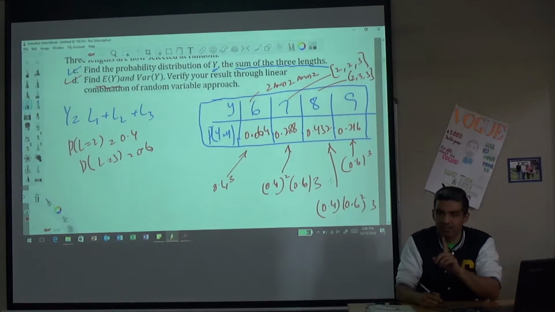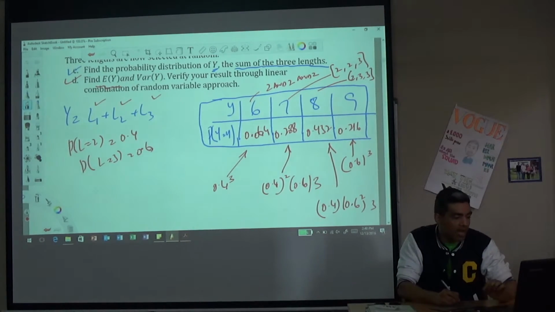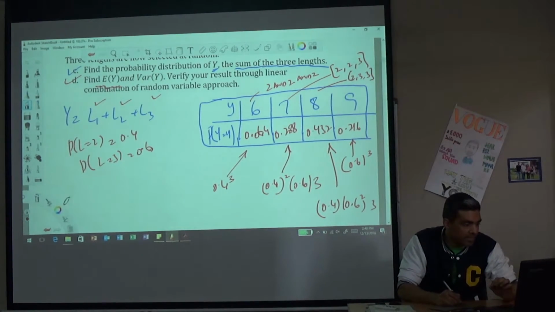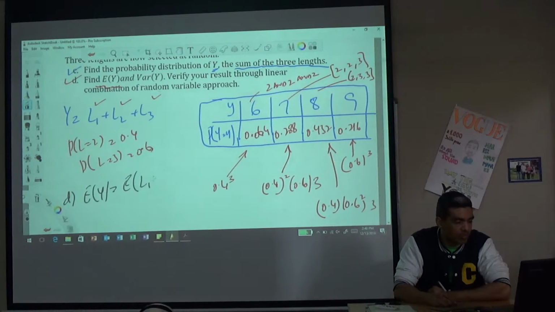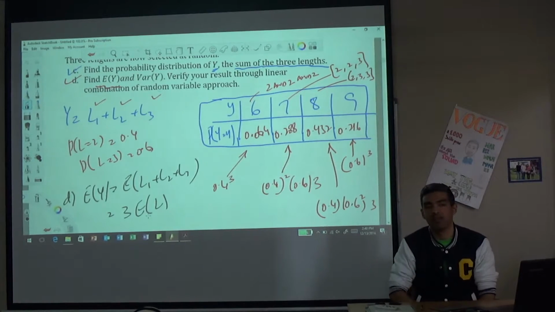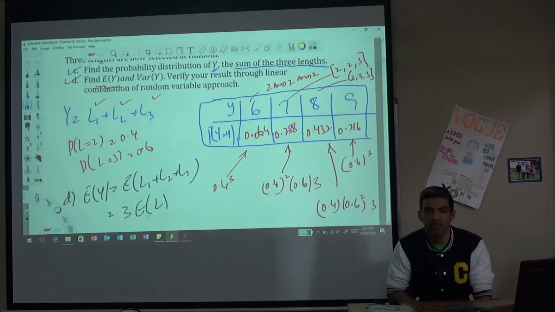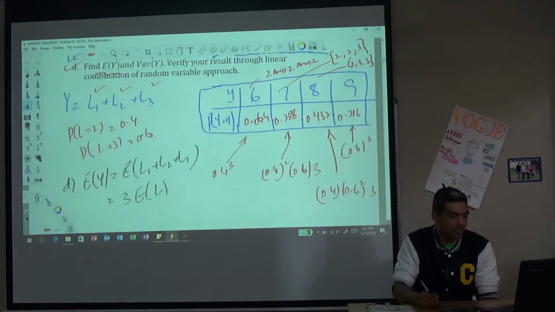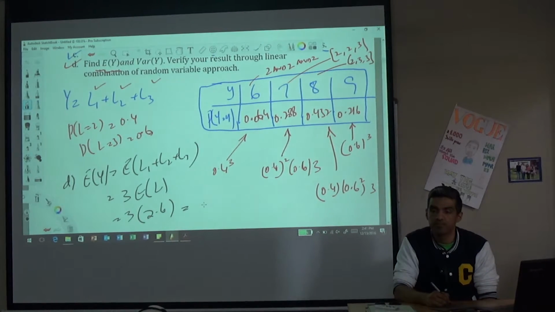But knowing the fact that this random variable Y is a sum of these 3 which come from the same random variable length, I know that for part D, if I am being asked to find the expected value of Y, this would turn out to be 3 times the expected value of the length. I don't have to do this exercise entirely. I already have the expected value of length, which is 2.6. So all I need to do is make it 3 times 2.6, which is how much? 7.8. Exactly.